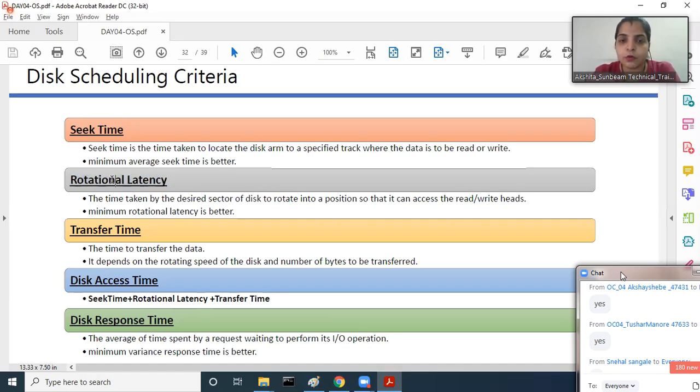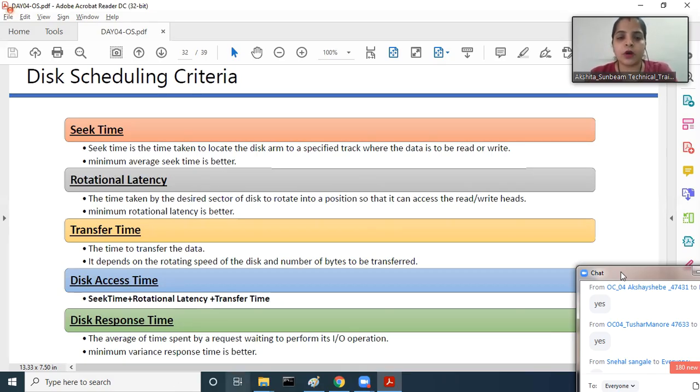Seek time means, for reading data from a particular sector and track, how much time my disk takes to get there. But once I have reached that track, to position that sector we need a little more time, and that is called rotational latency. First it searches in which track and which sector I have to go, that is seek time. After searching, it rotates its read write head towards the correct sector, that is rotational latency.